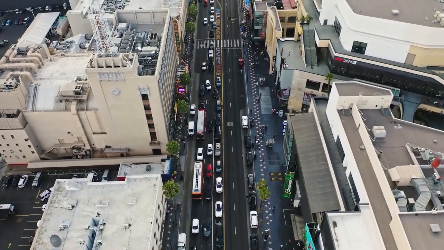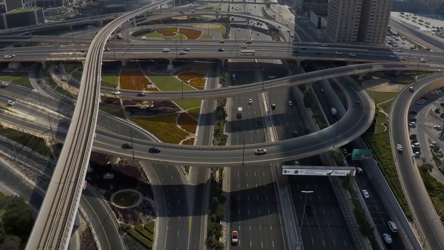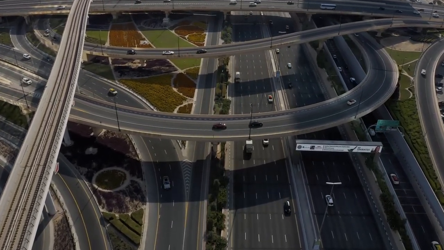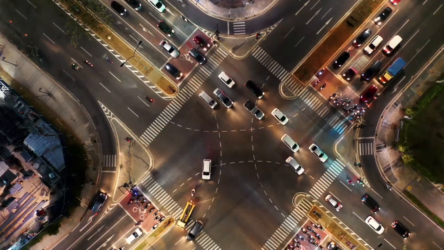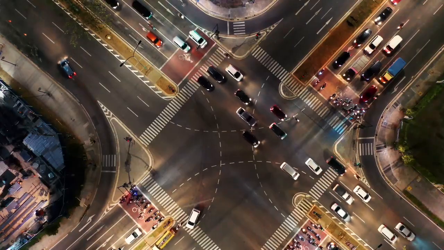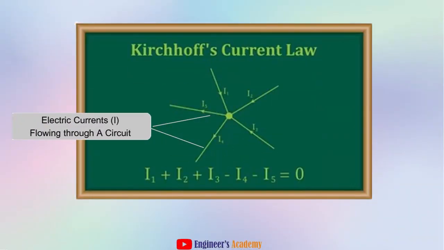Picture a busy intersection in a city. Cars are coming and going from different directions, yet surprisingly, no traffic jam occurs. This is because the number of cars entering the intersection equals the number of cars leaving it. Now, replace cars with electric current and the intersection with a junction in an electrical circuit. What you get is Kirchhoff's current law.